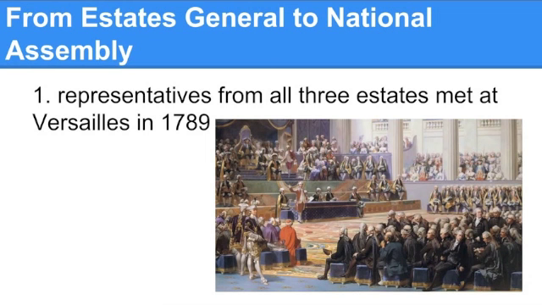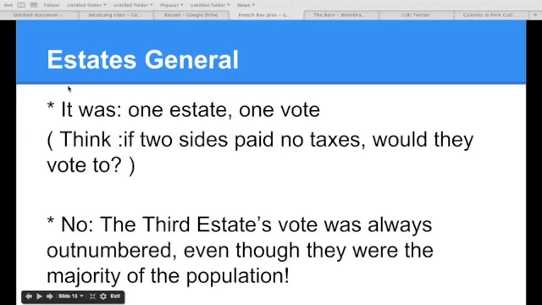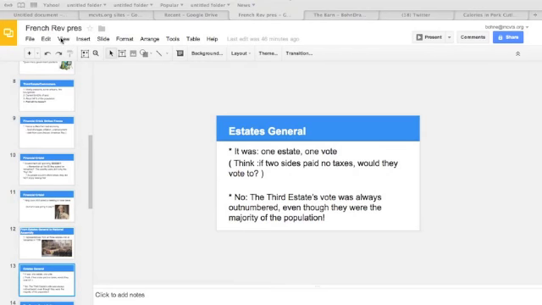Okay, so the representatives from all three estates met in 1789. This was the first time that the Estates General met since 1614. And back then, each estate had one vote. The first estate had a vote, the second estate, and the third estate. Now, after the Enlightenment, people thought, maybe they'll find a new way to do this. But they didn't. They did it the same old way.